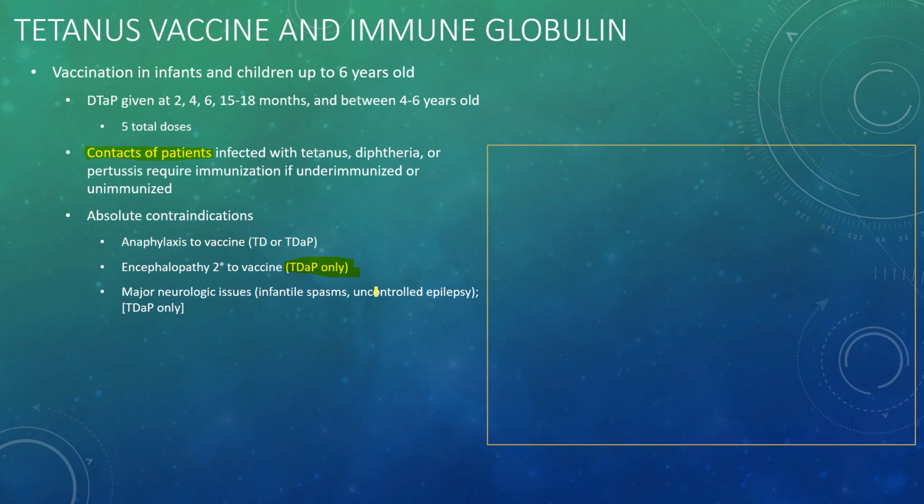Also, if you have an infant with uncontrolled epilepsy or infantile spasms, you don't want to give Tdap as well. All right, only if uncontrolled epilepsy. If the seizures are controlled, you don't need to worry about a contraindication. But if it's uncontrolled, don't give Tdap.